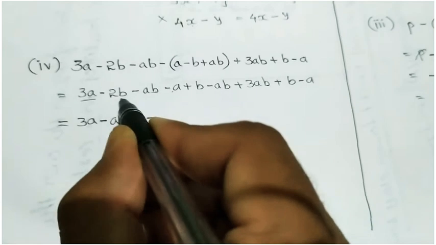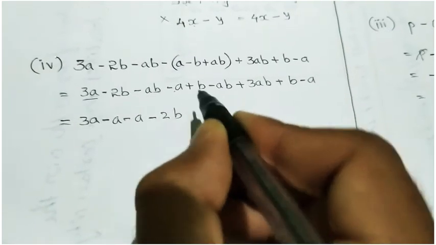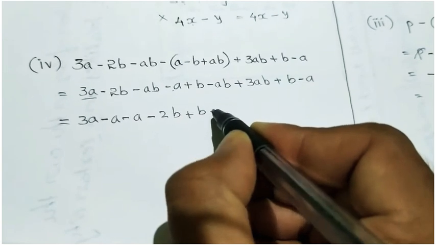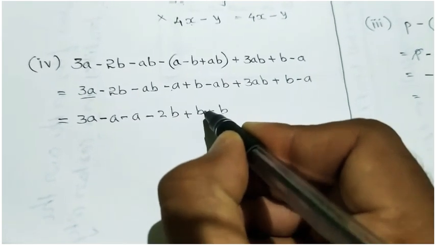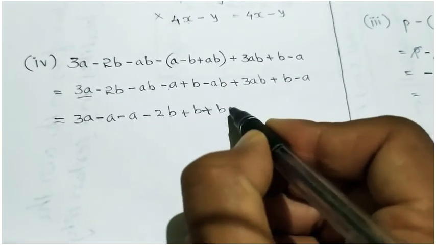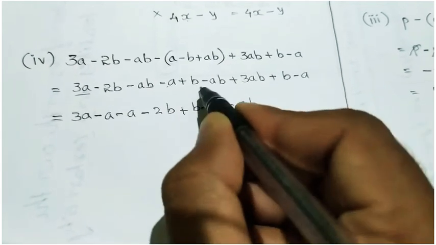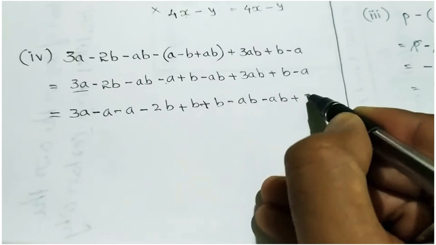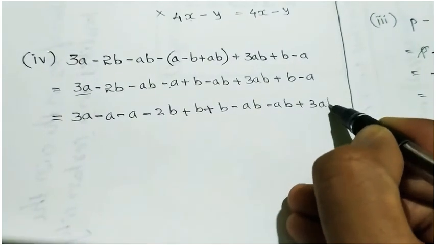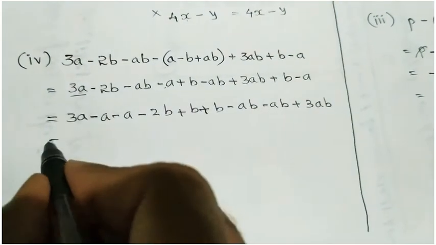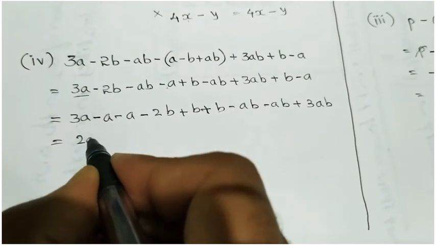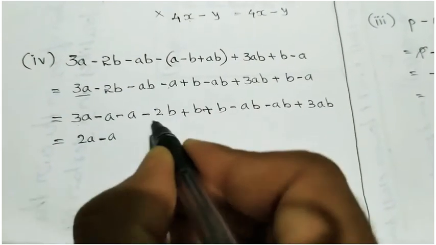Now b, minus 2b plus b and again plus b. Okay, and next minus ab, again minus ab and plus 3ab. Okay, so now 3a minus a, 2a. Okay, 2a, again a is there.